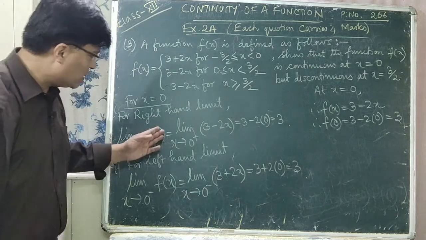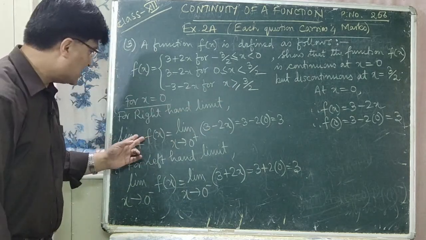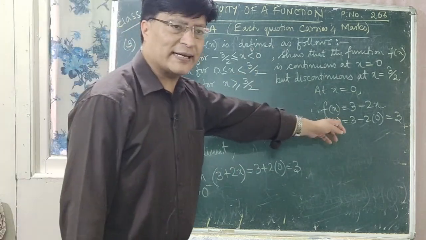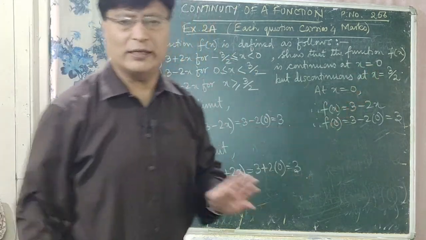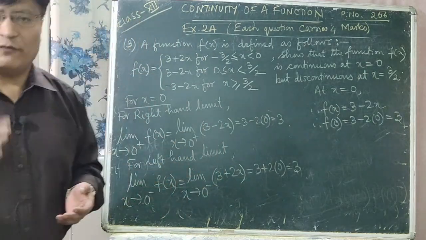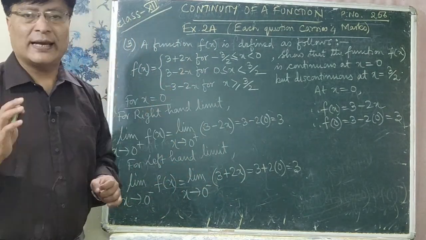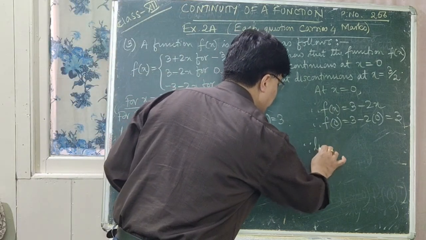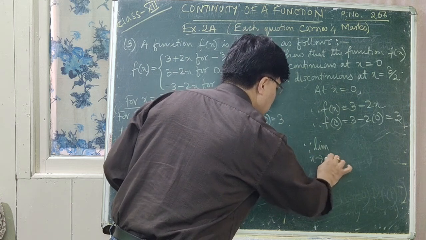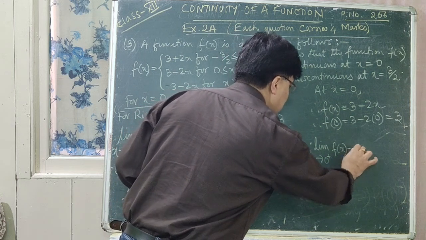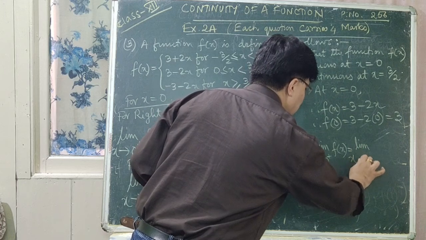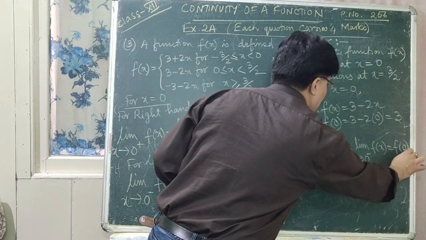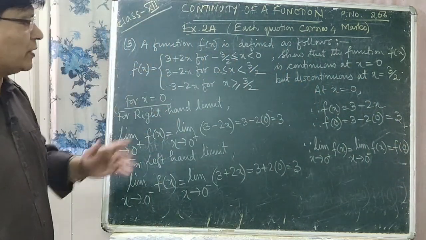That means all these values are equal, isn't it? The right hand limit is equal to 3, the left hand limit is also 3, and the value of the function at x is equal to 0, that is f of 0, is also 3. So all these three are equal. That means the function f of x is continuous at x is equal to 0. So here you write limit x tends to 0 plus f of x is equal to limit x tends to 0 minus f of x is equal to f of 0. So all these three are equal.